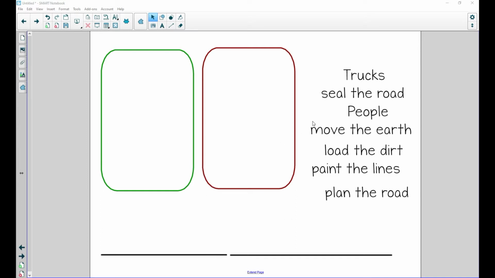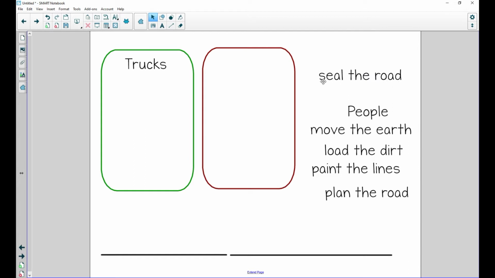Alright, so over here we have a list. We're going to decide if these things are a subject, a person, an animal, or a thing, or if they're describing a person, animal, or thing, or telling something they do, that would be a predicate. Our first one says trucks. What do you think? That's a subject, right? It is a person, an animal, or a thing, so it's going over in our subject box. Okay, that's the green box.